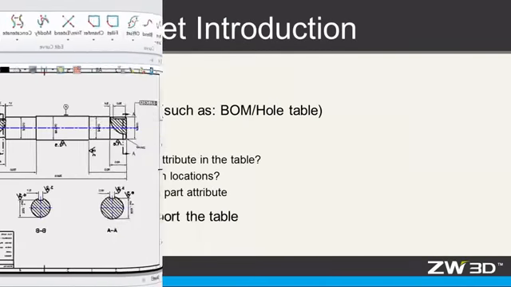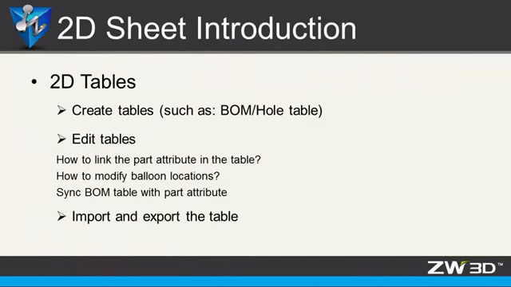Last section is 2D table. We will introduce how to create tables, such as BOM table, how to edit tables, such as modify balloon location, synchronize BOM table with part attribute, and how to import and export the table.